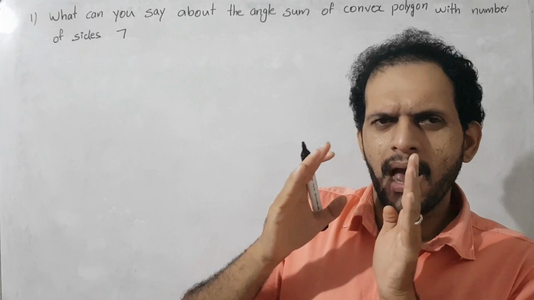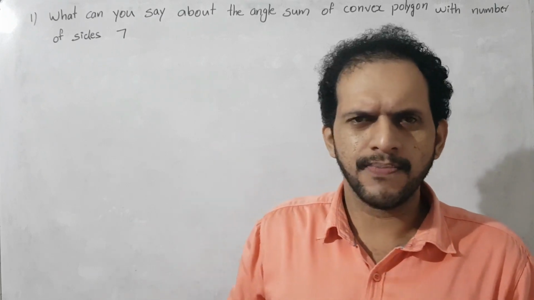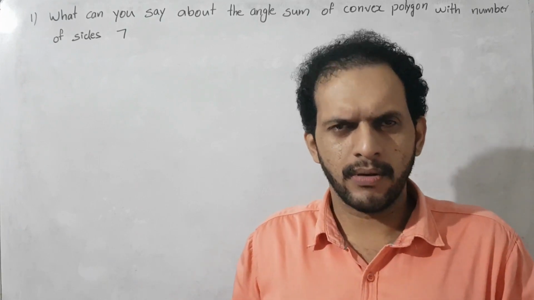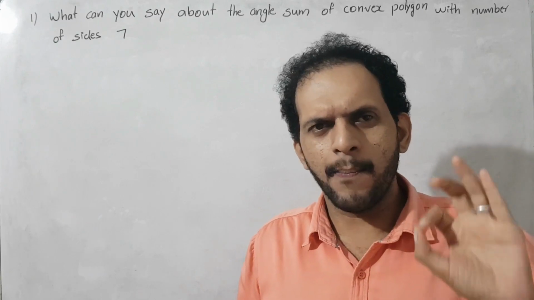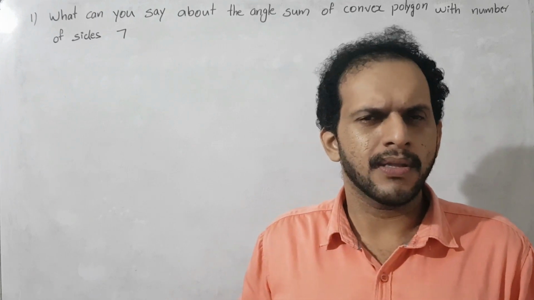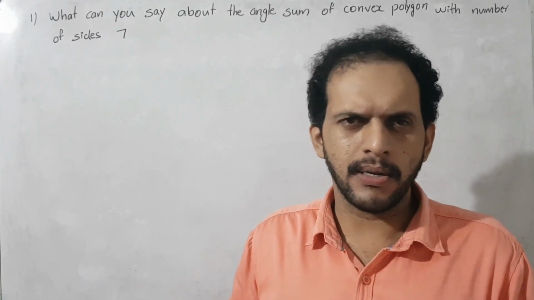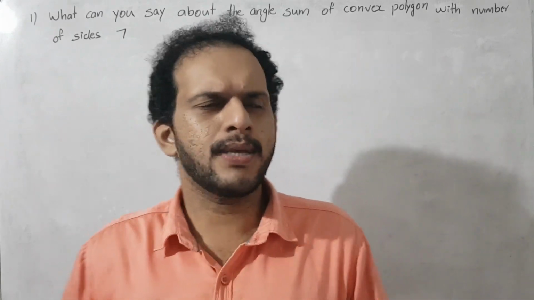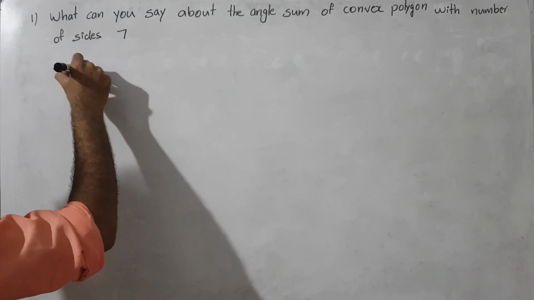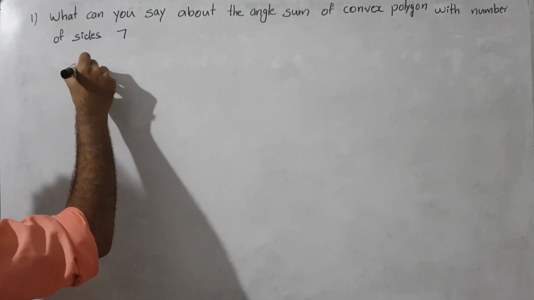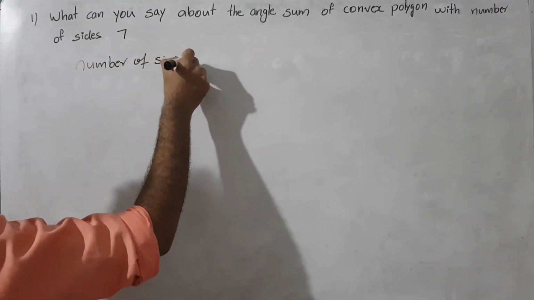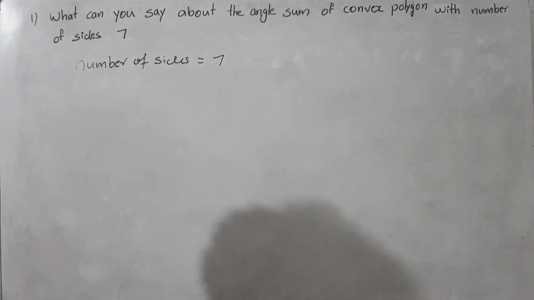Then we know the idea now. If we get the number of sides, how do we find the angle sum of the polygon? We have one equation, correct? If a polygon has n sides, what is the equation to find the angle sum? That one is (n minus 2) into 180, correct? So the next one is like this. How do we start? The number of sides is equal to 7.